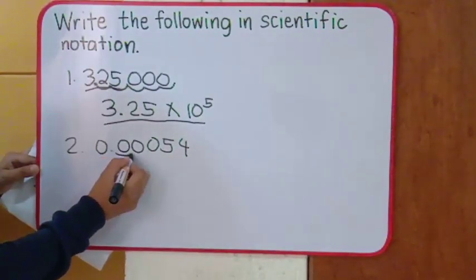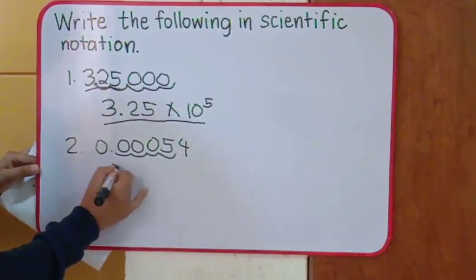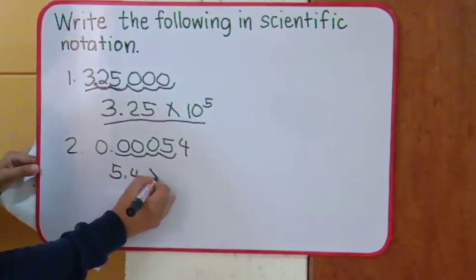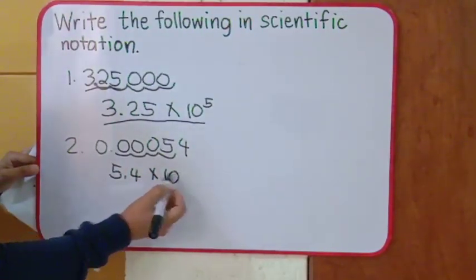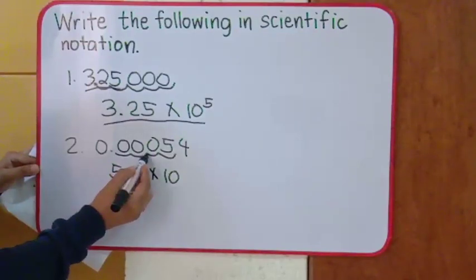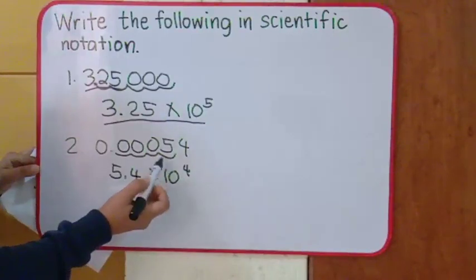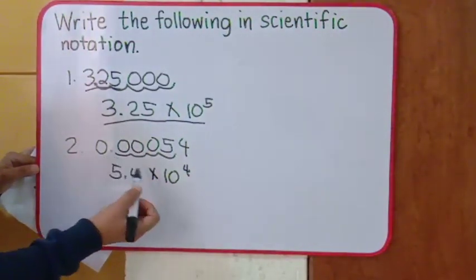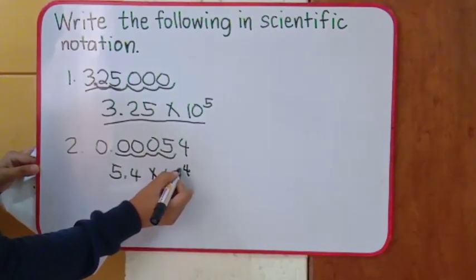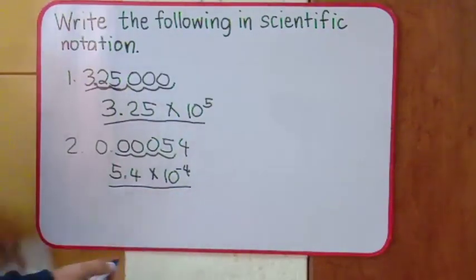So we have here 1, 2, 3, 4. So we have 5.4 times 10 raised to the value of n. So we count it 1, 2, 3, 4. So it must be 4, but since we are changing a small number or a decimal number in scientific notation, the exponent of 10 must be negative. So we have here 5.4 times 10 raised to negative 4.